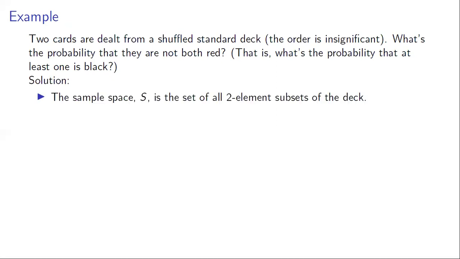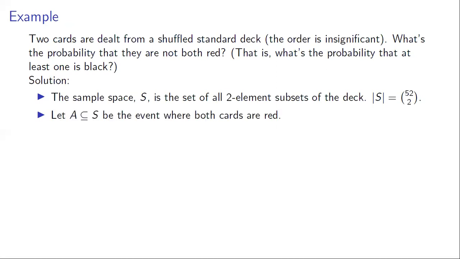Okay, so the sample space S, as before, is the set of all 2-element subsets of the deck. And as before, cardinality of S is 52 choose 2. Now, what's our event A? So let A, which is a subset of S, be the event where both cards are red. Now this is the opposite of what we're trying to find the probability of. Cardinality of A is 26 choose 2 because there are 26 red cards and we need to choose 2 of them and the order doesn't matter.